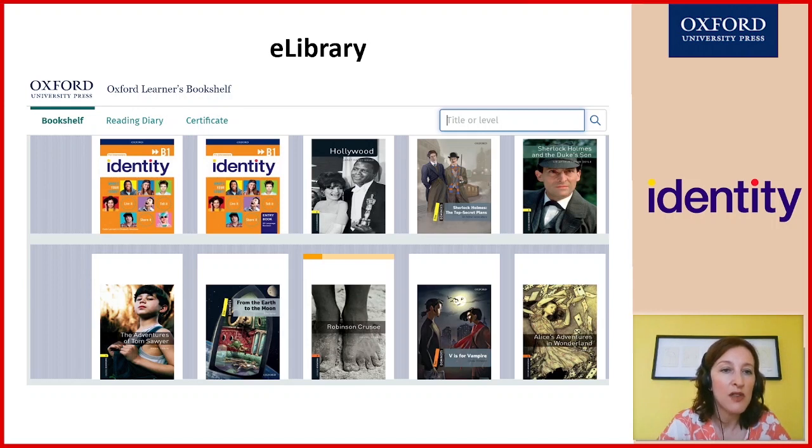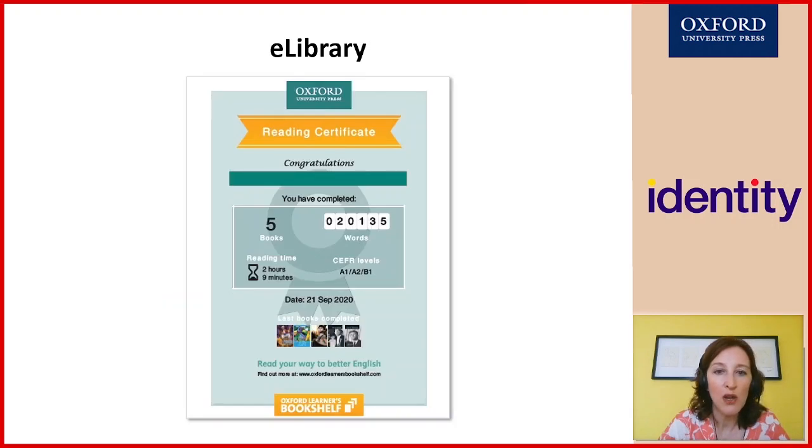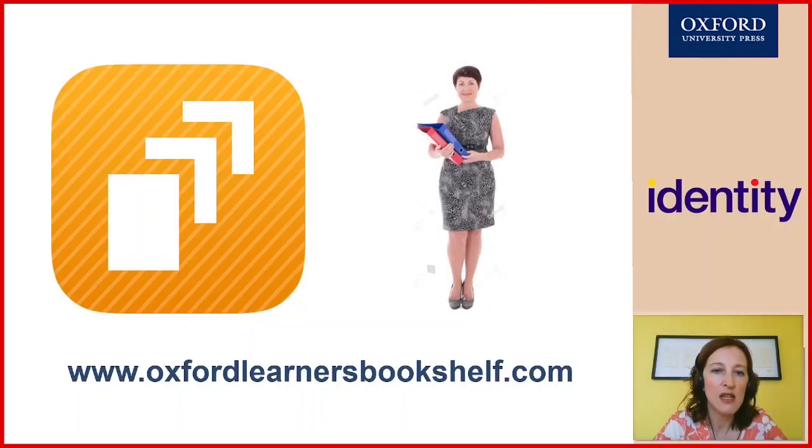You can also see there that there are 3 tabs. At the moment, we're on the bookshelf tab. You also have the reading diary tab. If we click on that, the students will be able to get a medal for every book that they read. So this is quite a nice little motivational tool. They can also see the number of words that they've read and how much time they've spent reading. And the third tab there on the platform is the certificate. So students can also download a certificate which just shows their progress that they've made, which can also be sent to teachers, parents, etc.